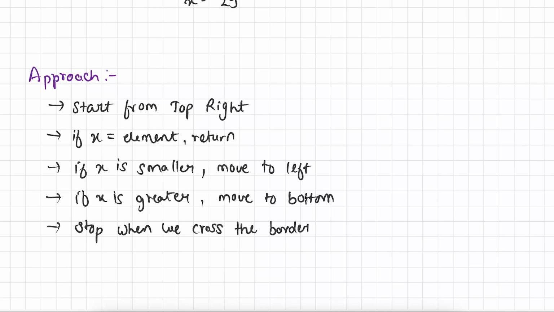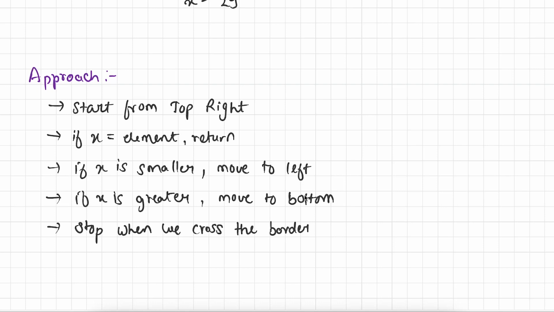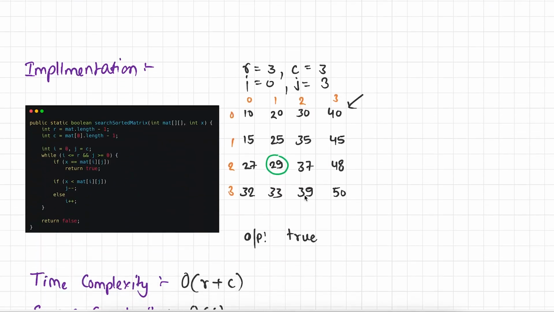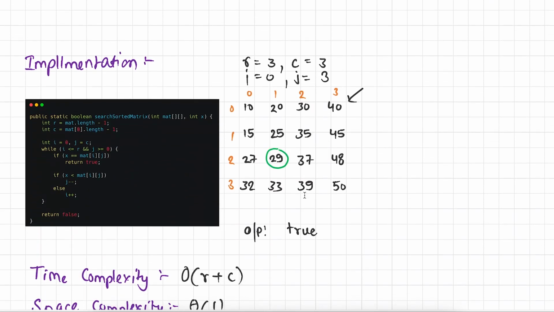Okay? And at the end, if we cross the border, we simply stop. Okay? So this is the final and efficient approach to solve this problem. I hope you got it. Now let's move on to the next section and see how to implement this approach.